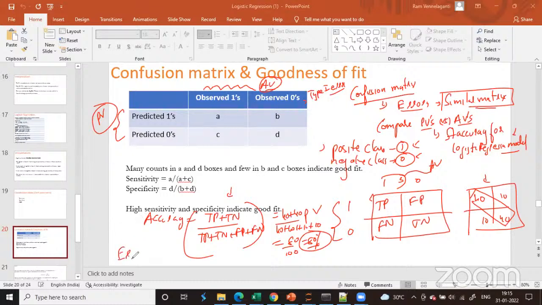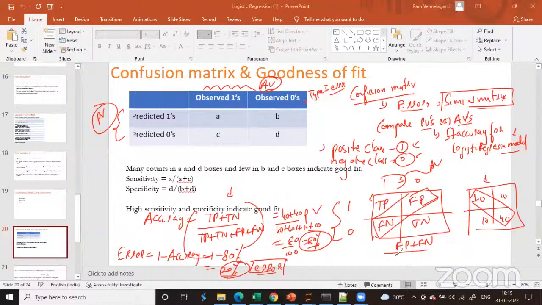What is the formula for error? 1 minus accuracy. What is 1 minus 80%? It is 20%. That is the error for your model. If you want to manually calculate, it is FP plus FN divided by TP plus TN plus FP plus FN. This is the formula for error. So this is how you can find out your accuracy and error from your confusion matrix. This we are going to create in our logistic regression model in Python.